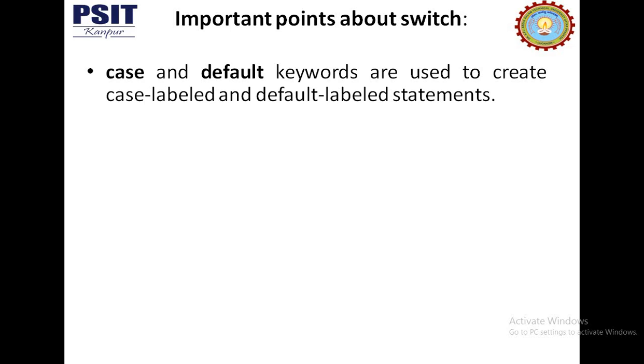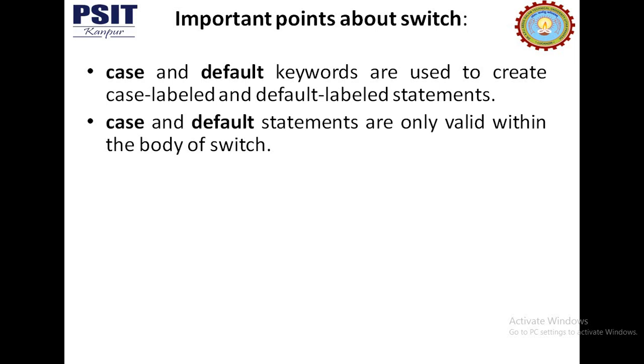Case and default keywords are used to create a case labeled statement and a default labeled statement. A label is attached. If case, then a colon is written, so whatever is written after that is a case labeled statement. If default is written, a colon is written, and after that everything is default labeled statements. Case and default statements are only valid within the body of a switch. I cannot use case and default without switch. That means I cannot use case and default in for, goto, while, loop, array, nowhere. Only the switch body can contain these things.